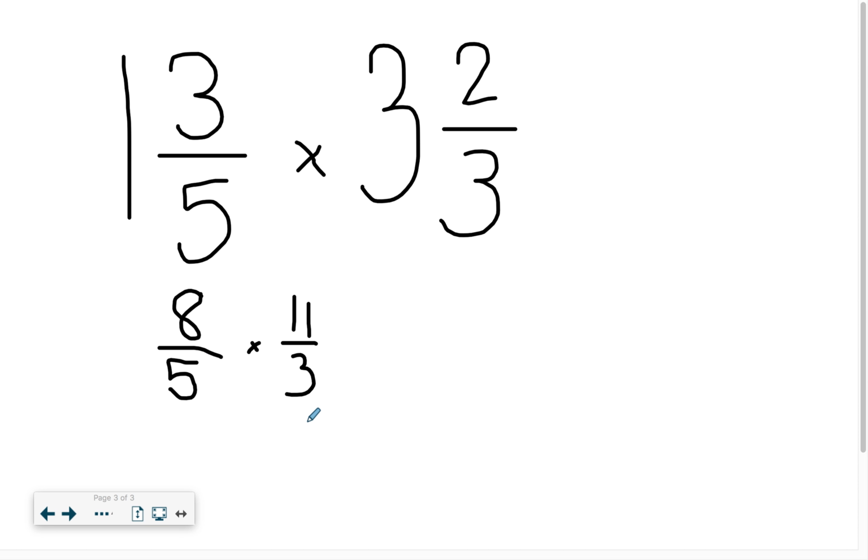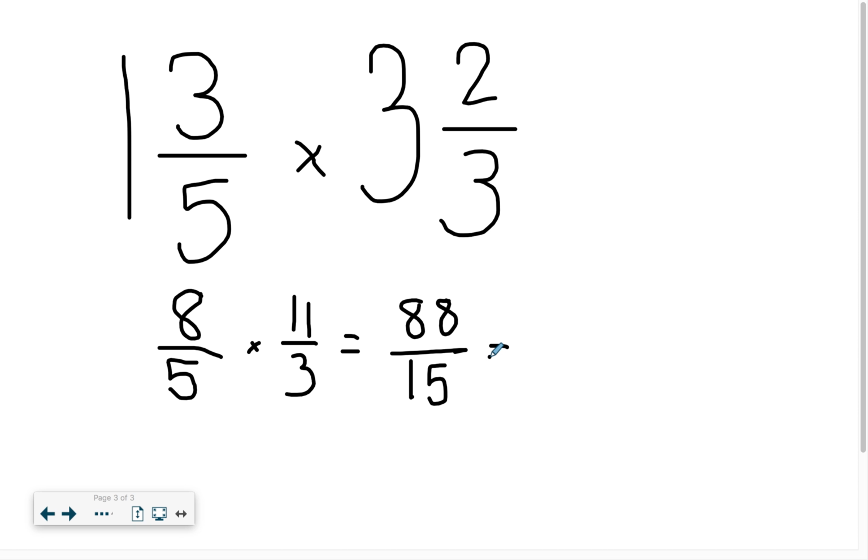Now I'm going to look and I'm going to say, hey, can I simplify before I multiply? And your answer is actually, no, you can't. So sometimes that's going to happen. You can't make numbers smaller every time. So because I can't simplify before I multiply, I'm just going to go ahead and multiply across. 8 times 11 is 88. 5 times 3, because those are my denominators, is 15. And I have my fraction of 88 over 15.